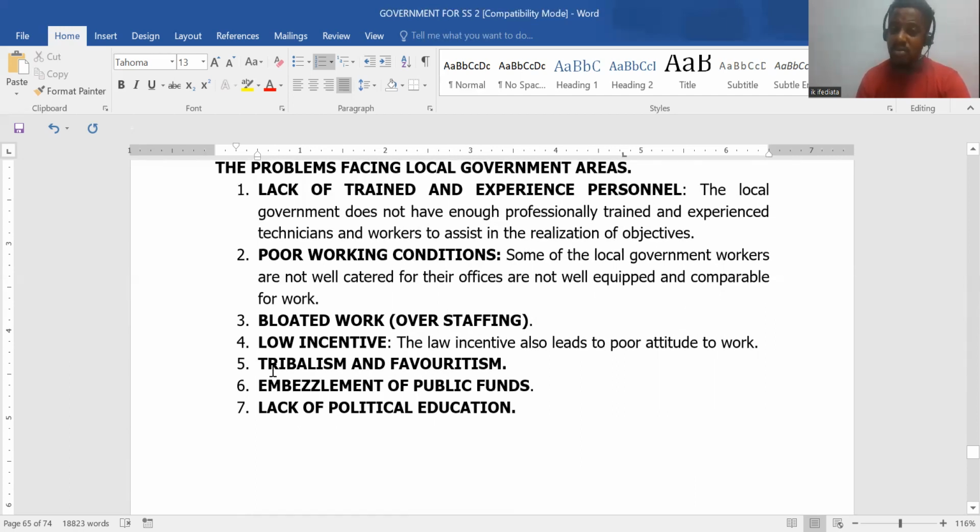Tribalism and favoritism. So you employ people from your tribe, if, for example, they have mixed tribes in the given local governments, right? So you end up not employing capable hands.